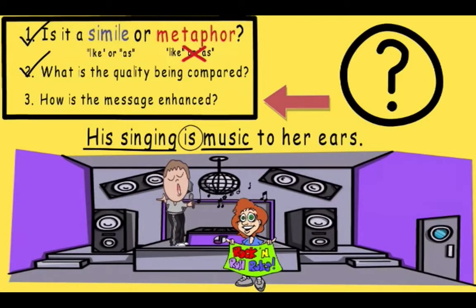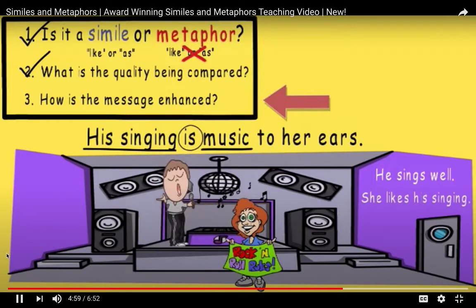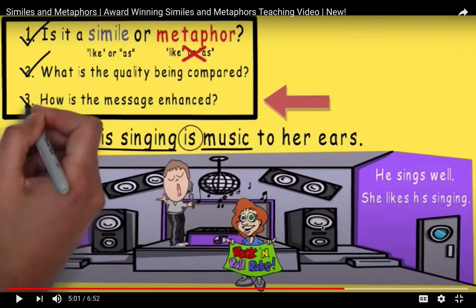Well, without this metaphor, the author could simply write, he sings well, or she likes his singing. Using a metaphor encourages the reader to use his or her imagination. Using a metaphor paints a more vivid picture for the reader. So, right, instead of saying, oh, he's a really good singer, you would say his singing is music to her ears. So you give a visual, you give a comparison.